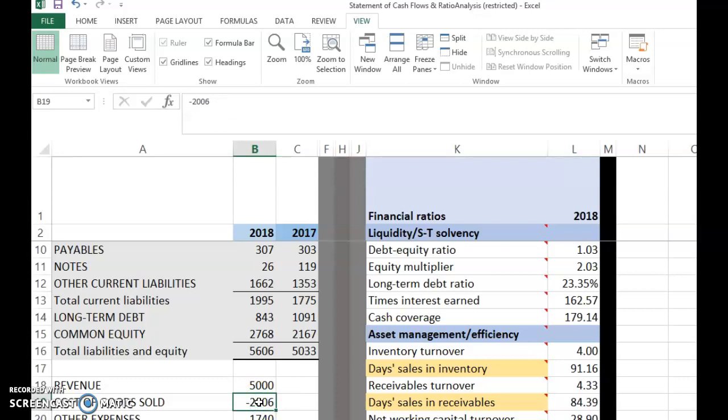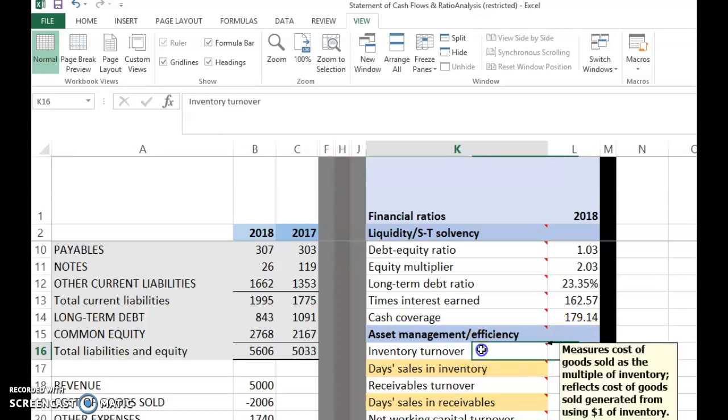of goods sold. So the higher this number is, 4 here, the greater the efficiency of the company in using its inventory to generate sales. That means it holds less inventory to generate more sales. A higher number means higher efficiency, but lower, on the other hand, means lower efficiency. Is that okay? Alright, so that's the meaning of inventory turnover.